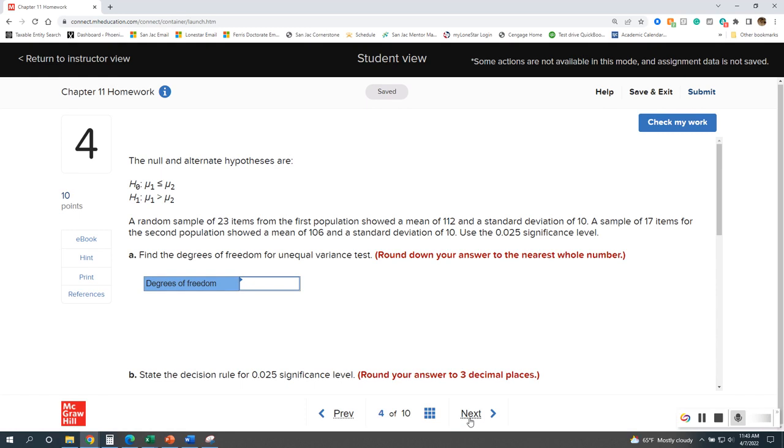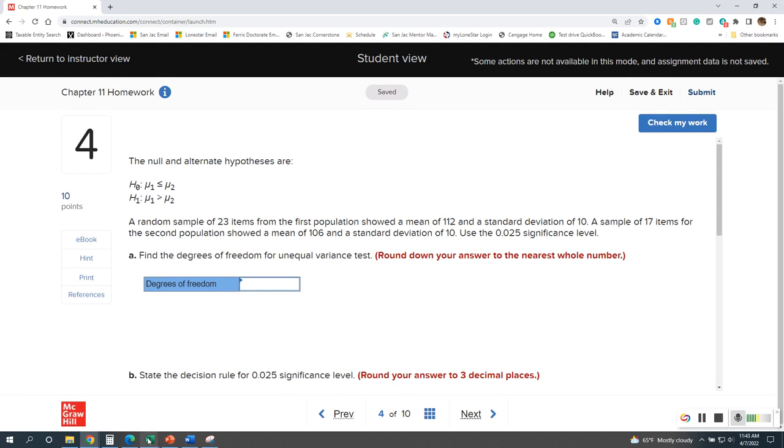So a random sample of 23 items from the first population showed a mean of 112 and a standard deviation of 10. A sample of 17 items from the second population shows a mean of 106 and a standard deviation of 10. Use the 0.025 significance level. All right.